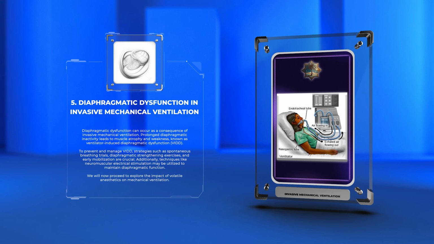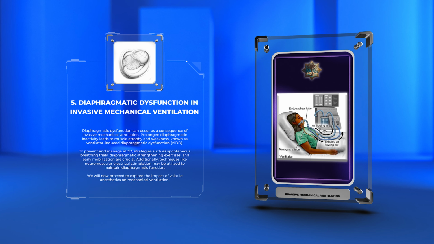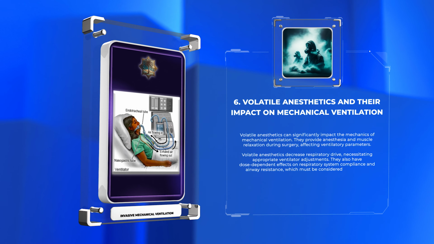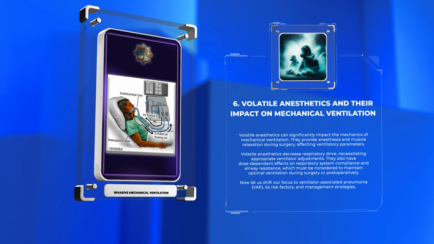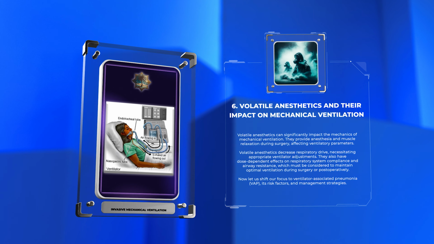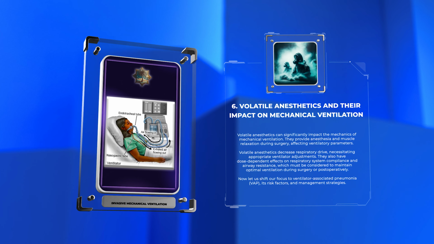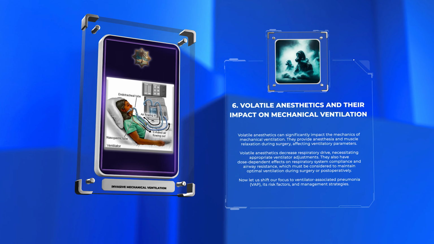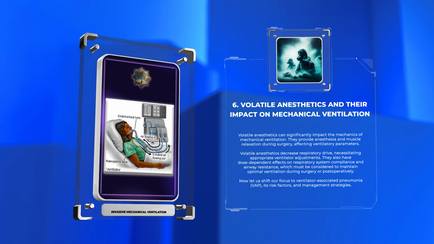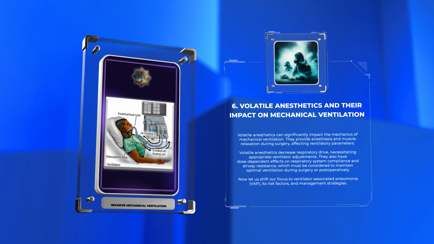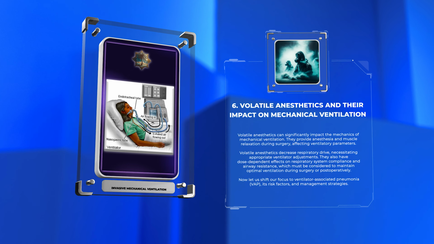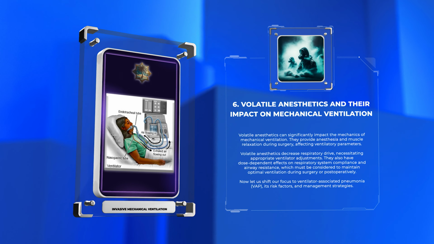We will now proceed to explore the impact of volatile anesthetics on mechanical ventilation. Volatile anesthetics can significantly impact the mechanics of mechanical ventilation. They provide anesthesia and muscle relaxation during surgery, affecting ventilatory parameters. Volatile anesthetics decrease respiratory drive, necessitating appropriate ventilator adjustments. They also have dose-dependent effects on respiratory system compliance and airway resistance, which must be considered to maintain optimal ventilation during surgery or postoperatively.